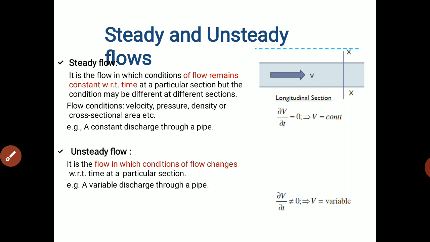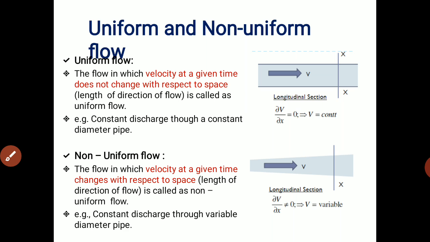Then uniform and non-uniform flow. So what is uniform flow? The flow in which velocity at a given time does not change with respect to space. Space means length in the direction of flow. That is called uniform flow. So it does not change with respect to space. For example, constant discharge through a constant diameter pipe. That is an example of uniform flow.